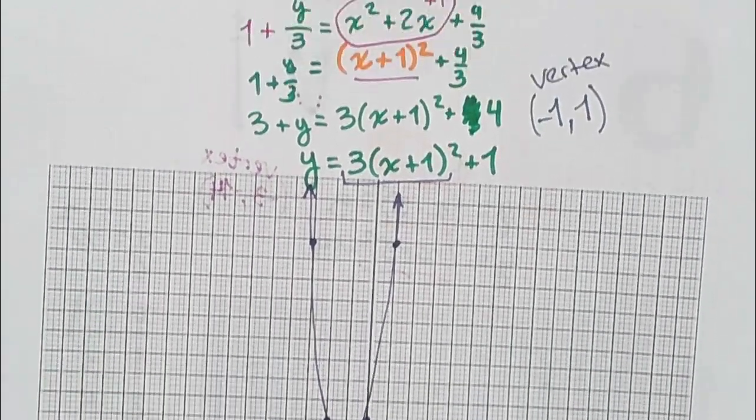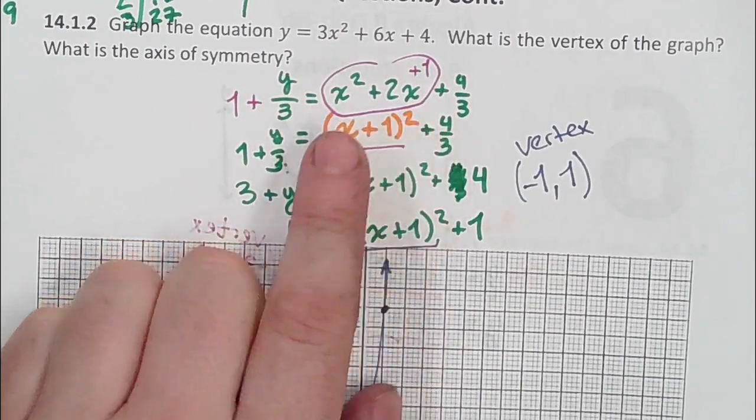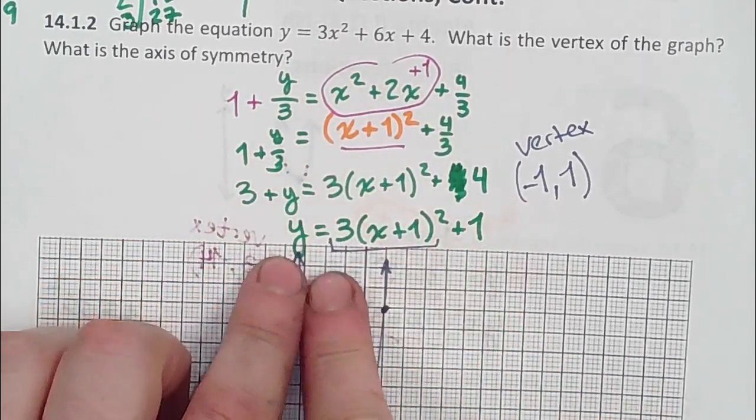So the only difference between this and the last one is that completing the square is a little bit trickier. Right? We're going to have to divide everything by 3 first. After we get the square completed, we just put it all back. Get y on its own.